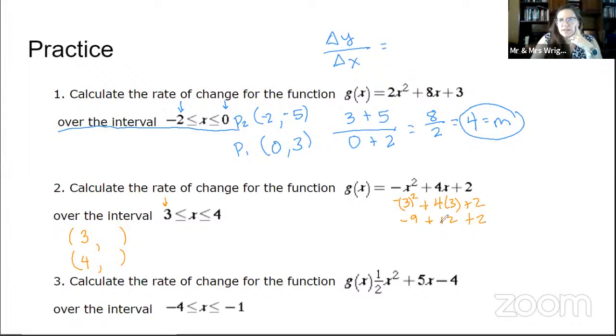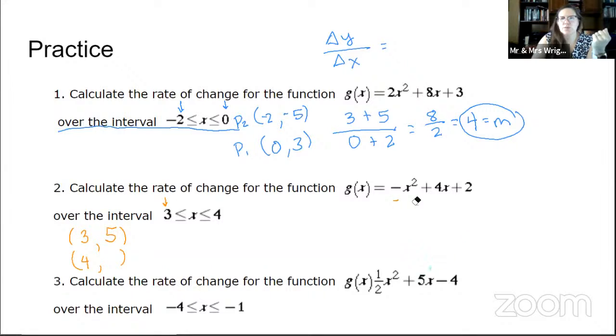All right, so -9 plus 12 plus 2. Well, this is going to be -9 plus 14. So if we have different signs, we need to find the difference. 9, 10, 11, 12, 13, 14. The difference is 5. Which of these numbers is bigger? 14 is bigger. So 5 is going to have the positive sign right there. So we're going to put a 5 right there.